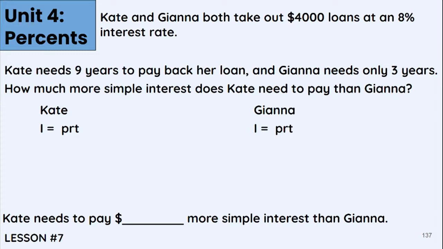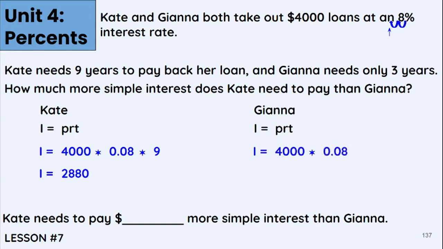All right, I'm about to go over both Kate and Gianna's simple interest. So for Kate, I would do 4,000 times 0.08 times 9, and you should get 2,880. For Gianna, I should do 4,000 times 0.08 times 3, and I would get 960. So how much more simple interest does Kate need to pay? The last thing you'd need to do is subtract. So go ahead and subtract those two values if you haven't done so already.